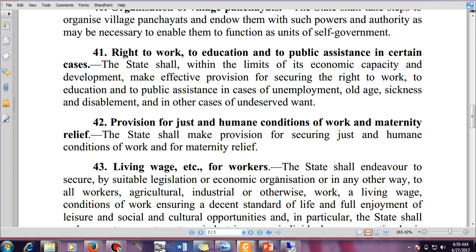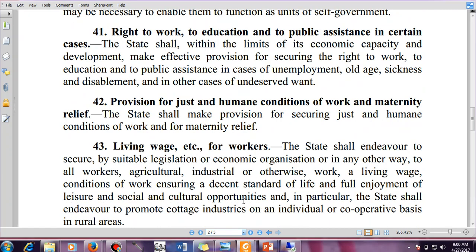For worker. The state shall endeavor to secure by suitable legislation or economic organization or in any other way to all workers, agricultural, industrial or otherwise, work, a living wage, conditions of work ensuring a decent standard of life and full enjoyment of leisure and social and cultural opportunities, in particular the state shall endeavor to promote cottage industries on an individual or cooperative basis in rural areas.